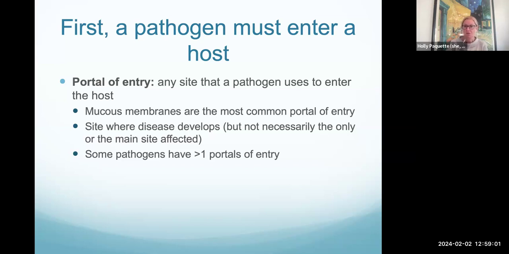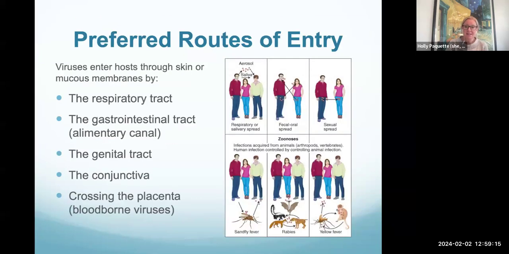For example, SARS-CoV-2 might come in through the nose, but we know that sometimes it can have real devastation in the lungs, so in that lower respiratory tract. Some pathogens have more than one portal of entry. I have some examples of preferred routes of entry. I will be talking about some different types of viruses, but please note I'm not expecting you to memorize them all. It's just to give you some examples.